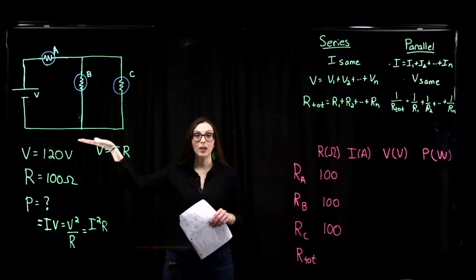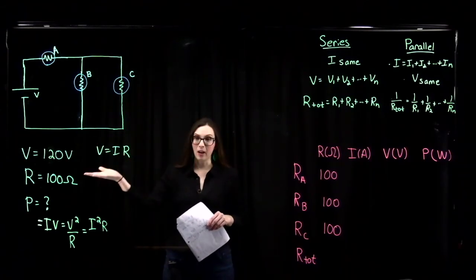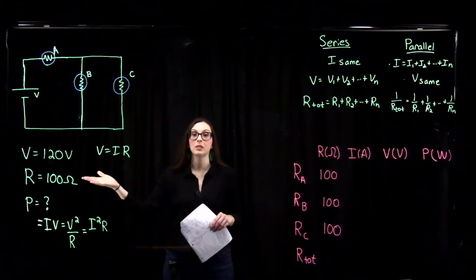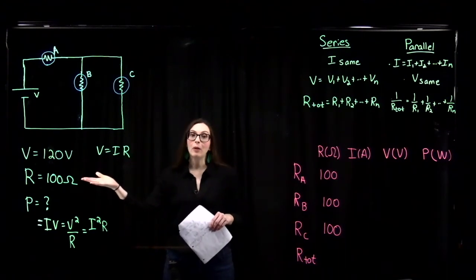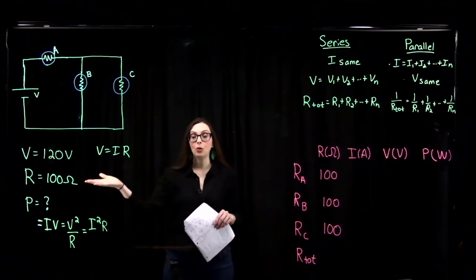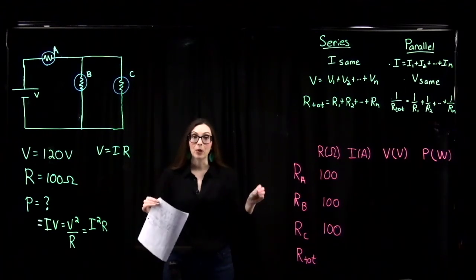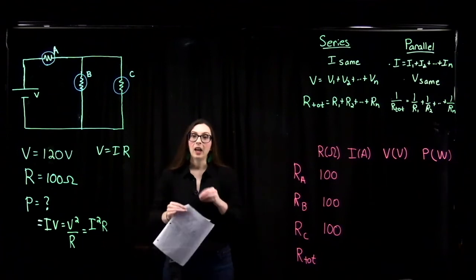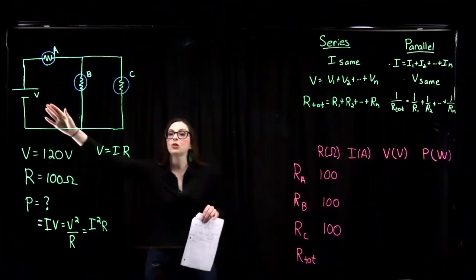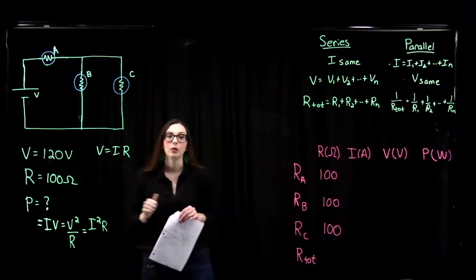Here we have our circuit. This time we still have 3 light bulbs, each with a resistance of 100 ohms, but our light bulbs are arranged in a new configuration. And we need to figure out which one of these light bulbs burns the brightest, and we're still being supplied with the potential from a battery of 120 volts.